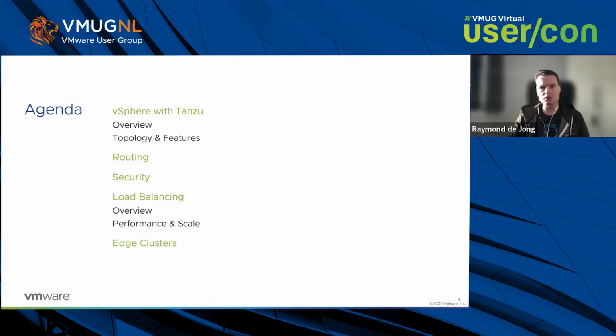So with that out of the way, the agenda for today: we'll start with a vSphere with Tanzu overview and the topology and features we support. After which we're going to do a deep dive in routing, security, load balancing, and edge clusters to successfully design and scale vSphere with Tanzu and NSX-T, giving you options and opportunities to adapt the topology running on NSX-T to meet your enterprise requirements.